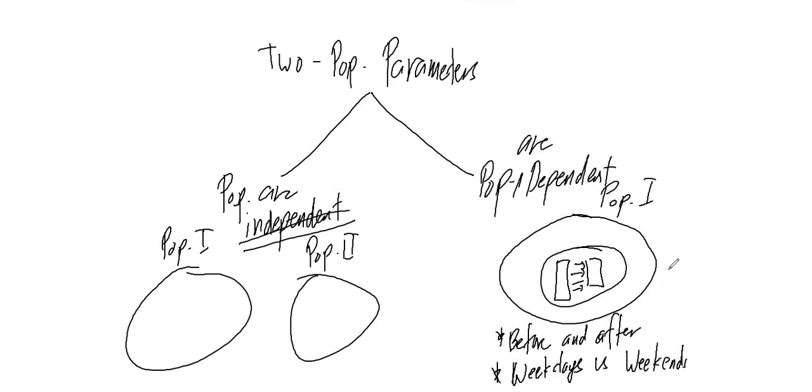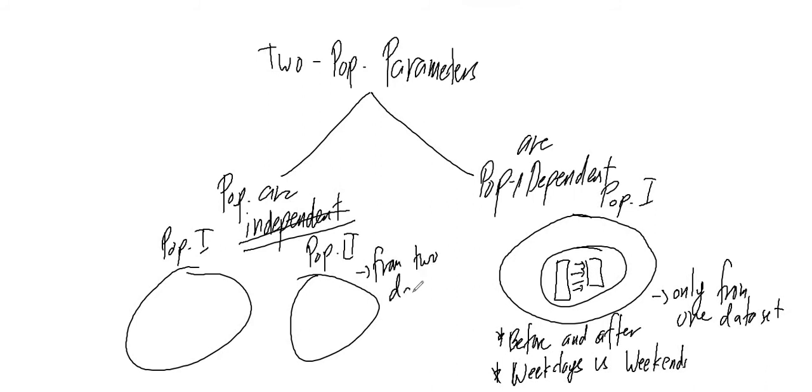That's why they are dependent, because this is actually only from one data set. Whereas here, we have actually from two data sets. So there you go. Those are the main two population parameter tests that we will use.